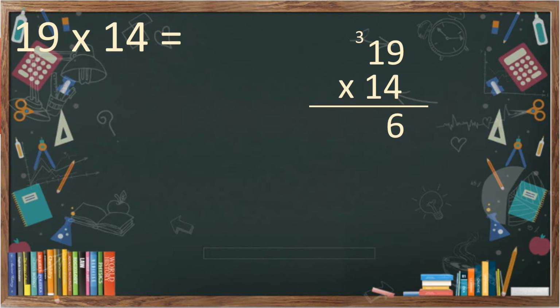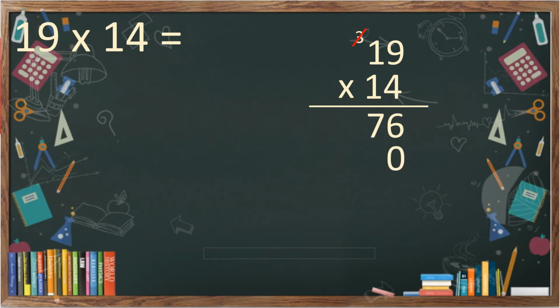Next, we would do 4 times 1. 4 times 1 is 4. Then we would add on the remaining 3. 4 add 3 is 7. So underneath the 1 in 14, we would write 7. We would then put a placeholder under the 6.